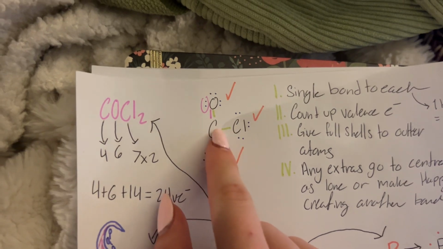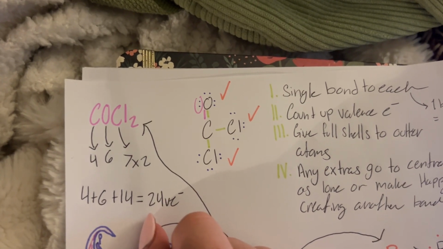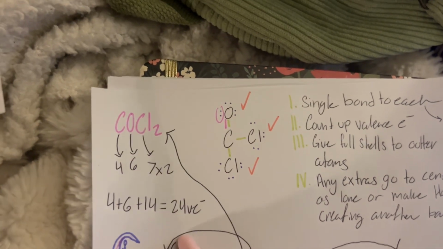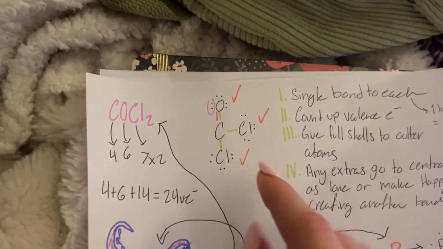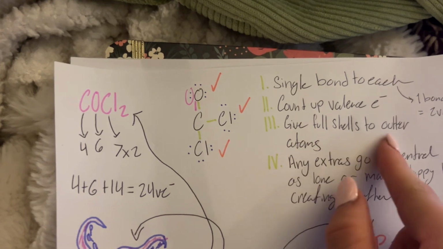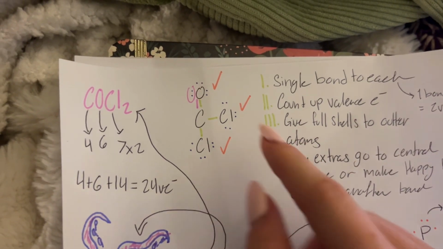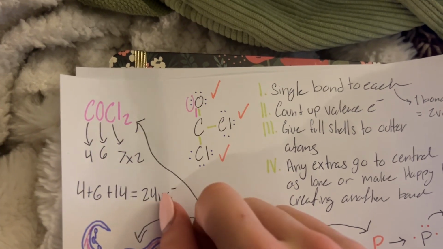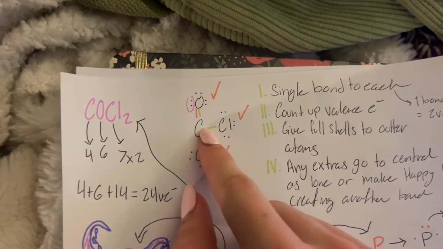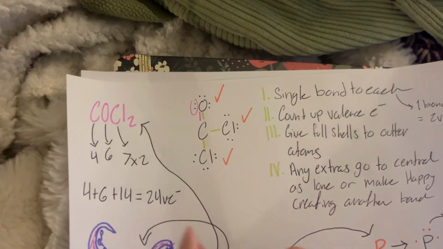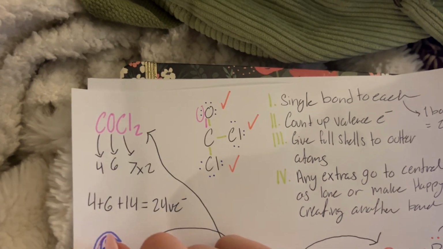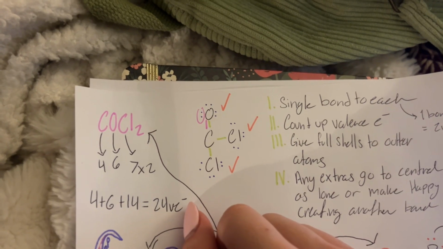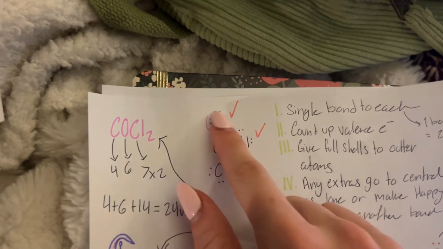So carbon here, 1, 2, 3 bonds. You gave away 6, which leaves us 18. Now, give full shell to outer atoms: 1, 2, 3, 4, 5, 6, 7, 8, for each of the three. That gave us all 24. 6 times 3 is 18, and that gives us a full shell.